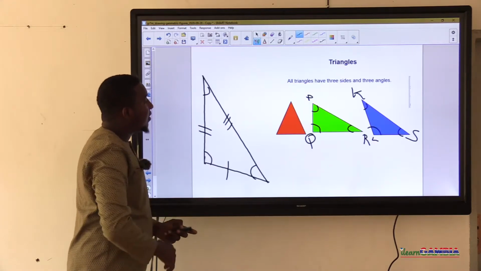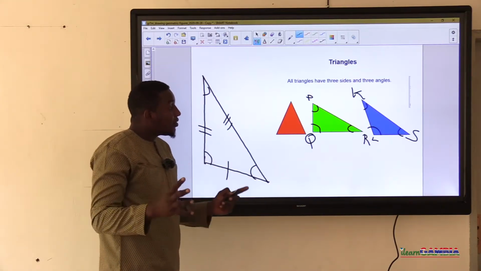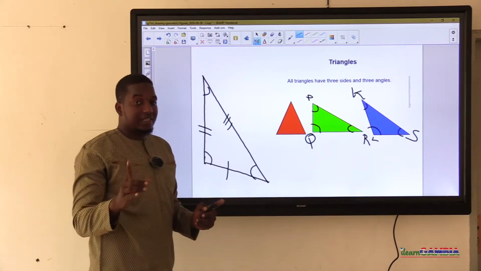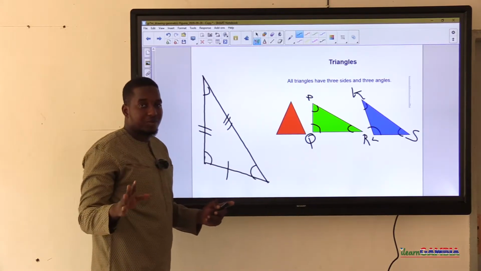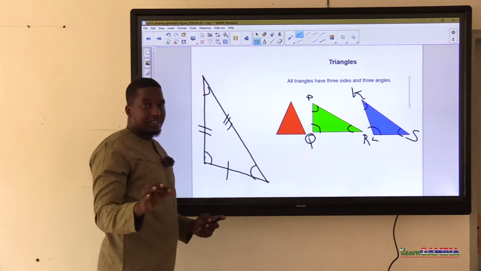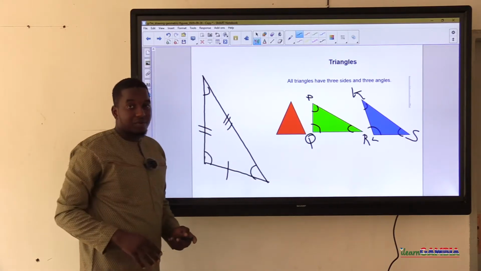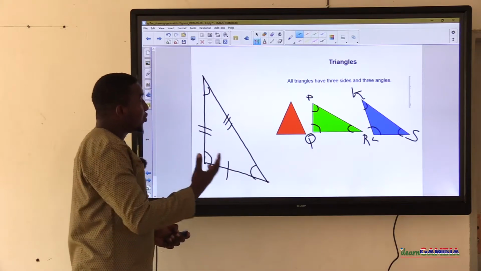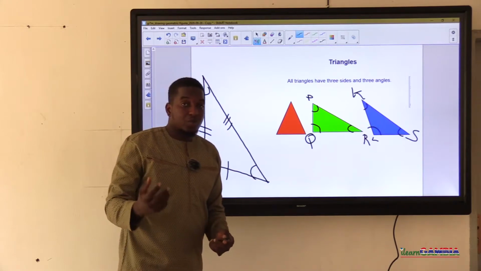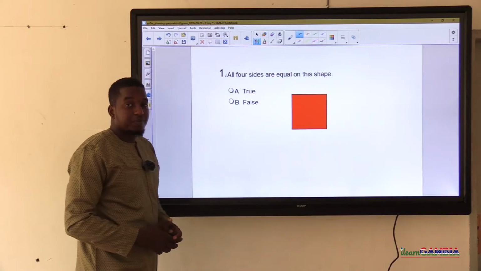Then we look at the triangle. We said the triangles, they are shapes that have 3 sides and they have 3 angles. No matter how they are drawn, they must have 3 sides and 3 angles to be qualified to be called triangles. So we are going to use the knowledge that we got so far from triangles, squares, and rectangles to see if we can answer the following questions.